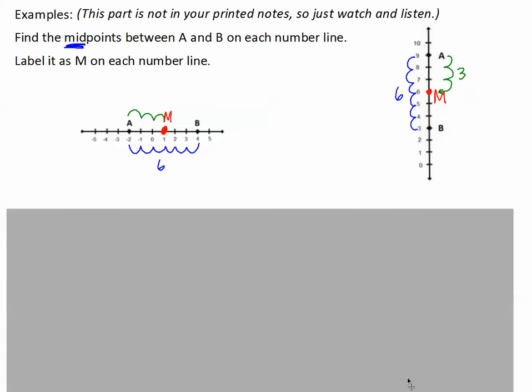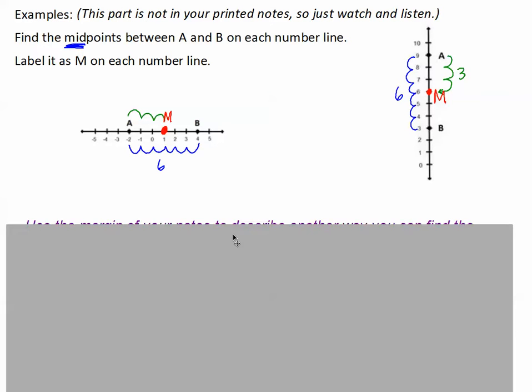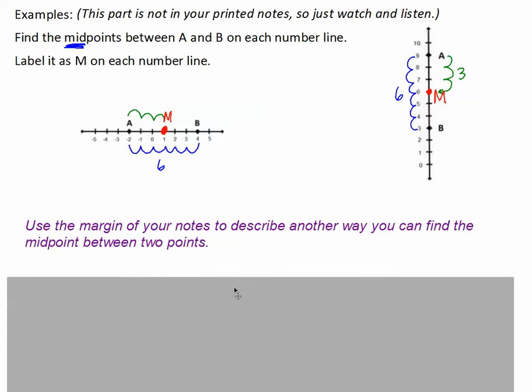Did you do it that way, or did you think of a different way? Maybe there's a faster way to do it. I'd like you to try to take a moment, pause the video, and use the margin of your notes to describe another way you can find the midpoint between 2 points. Go ahead, we'll wait for you.